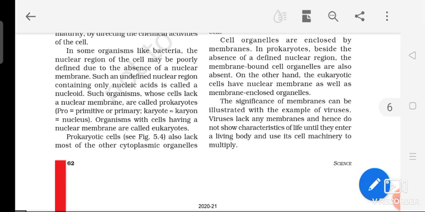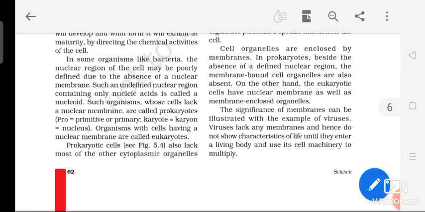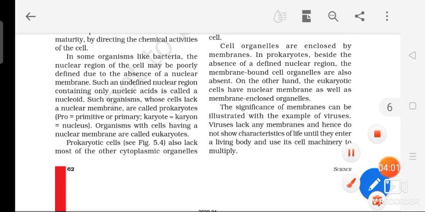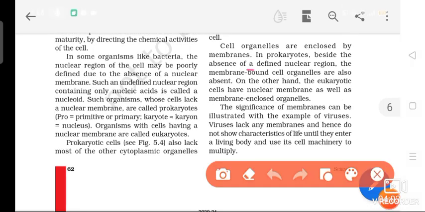On the basis of the presence of the nuclear membrane or not, we divide the cells into two types. One is the prokaryotic cell and second is the eukaryotic cell. Prokaryotic cells have a poorly defined nuclear membrane, while the eukaryotes have a proper nuclear membrane. Let us assume this is a bacterial cell, and the bacterial cell is an example of the prokaryotes.